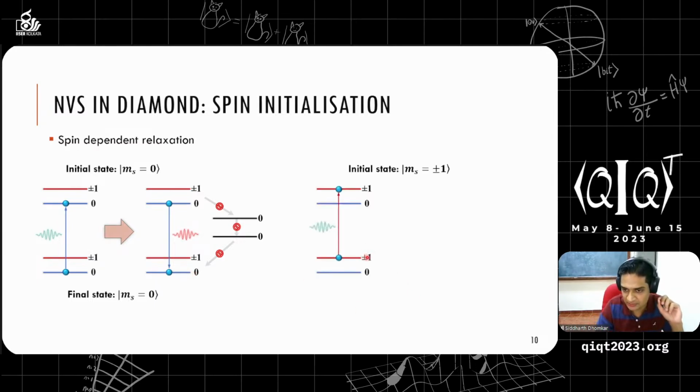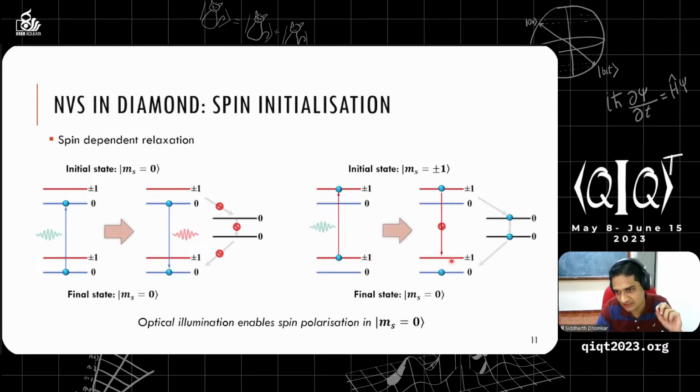If you start in plus minus 1 state instead, then what's going to happen is that when you excite, it generally prefers the second route. So it goes through this singlet state and comes back to this ms equal to 0 state without emitting a visible photon. So virtually it's a dark state. Okay, so two things are happening here.